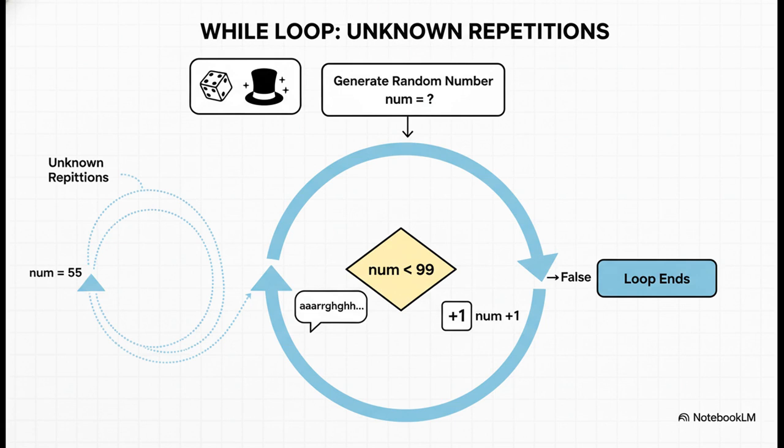The key thing is, we have no idea how many times it will print that. Why? Because it completely depends on what that random number was at the start. It could be once, it could be 50 times. This is the perfect job for a condition-controlled loop.